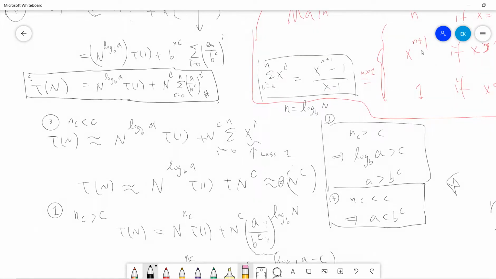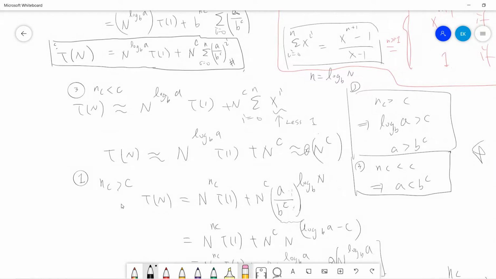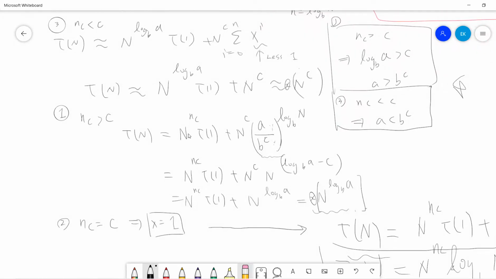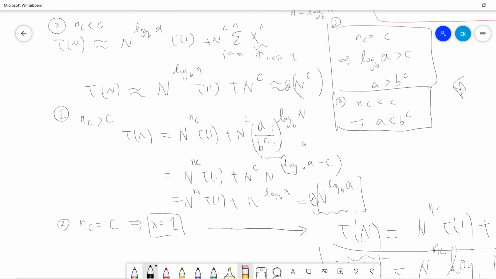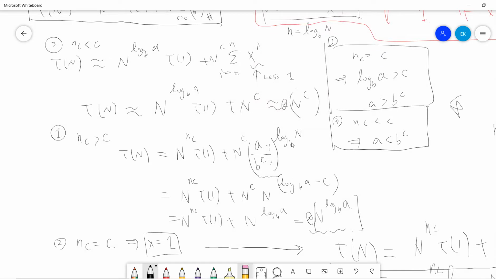So it will become x to the n plus 1. So for this case, we'll get N to the c, T of 1 plus N to the c times this guy, a divided by b to the c, to the log base b of N. Because it becomes x to the n plus 1, so it's x to the power n. You can fix this b and pull this n down and become N to the log base b of a minus c. Then these N to the c cancel, you get N to the c times T of 1 plus N to the log base b of a. So these two terms are the same contributions, you get N to the log base b of a.